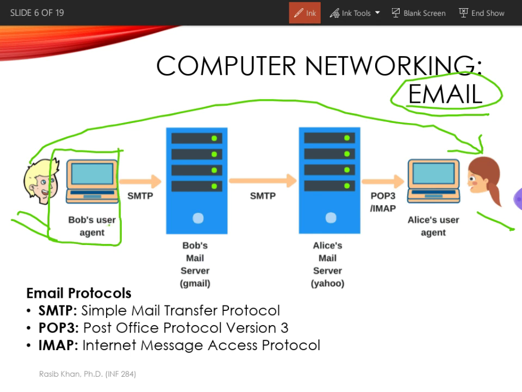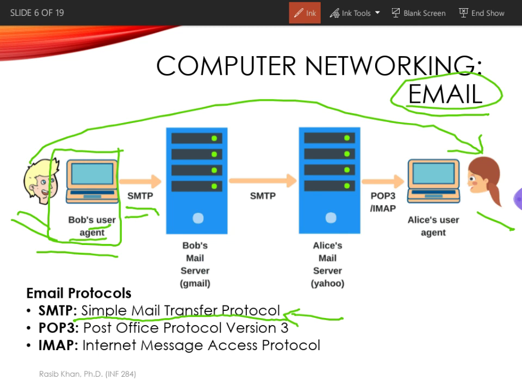So Bob on his computer has something that we call a user agent. This is the same as a web browser. It could be your Outlook email or some desktop client that you have to send and receive emails. So Bob uses the user agent to write the email and sends it out. SMTP is short for Simple Mail Transfer Protocol. So this is the process by which a computer understands that Bob is trying to send an email to Alice.